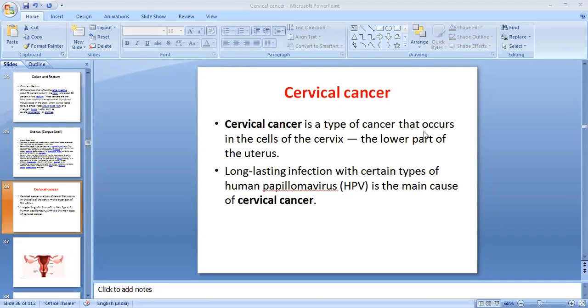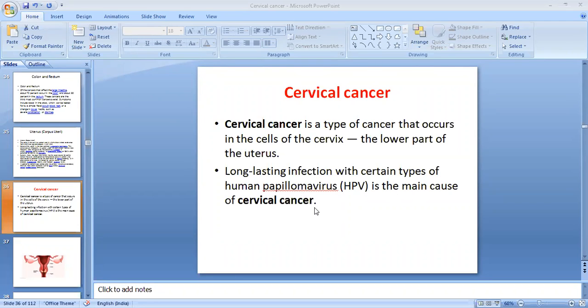Cervical cancer is a type of cancer that occurs in the cells of the cervix. The cervix is the lower part of the uterus. A long-lasting infection with certain types of human papilloma virus is the main cause of cervical cancer. Certain types means genotypes of human papilloma virus.